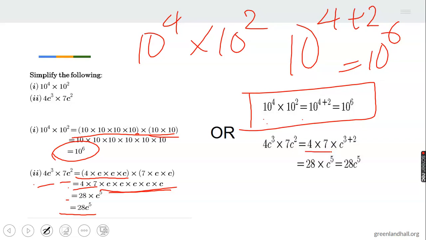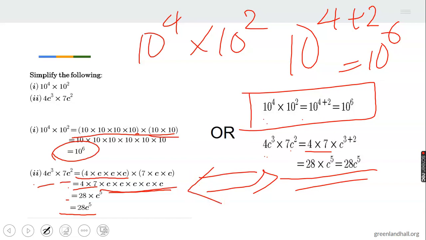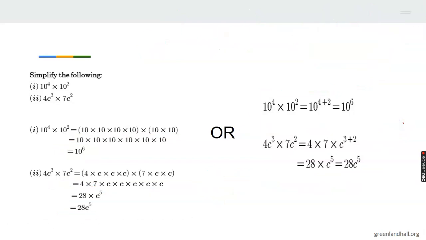Just arrange the numbers first: 4 times 7 times c. See, we have c here, we have c here also. Then you add their powers together to get 28c raised to power 5. You can see, we still have the same answer as when we used our expansion method. But it now depends on which method you think is very fast. I would suggest you use this depending on how you can handle it.